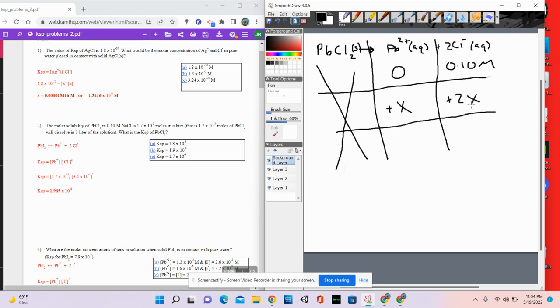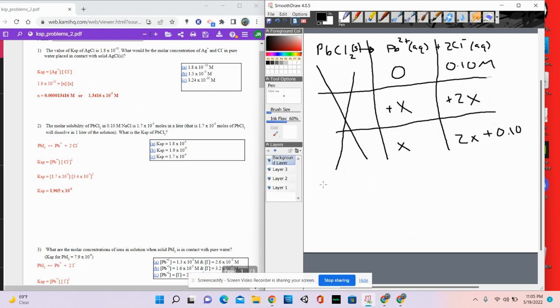Okay. Now, we can add in plus X to represent the change in the lead, and a plus 2X to represent the change in the chlorine, because for every 1 lead, there are 2 chlorine. And then the final concentrations we have are X and 2X plus 0.10.